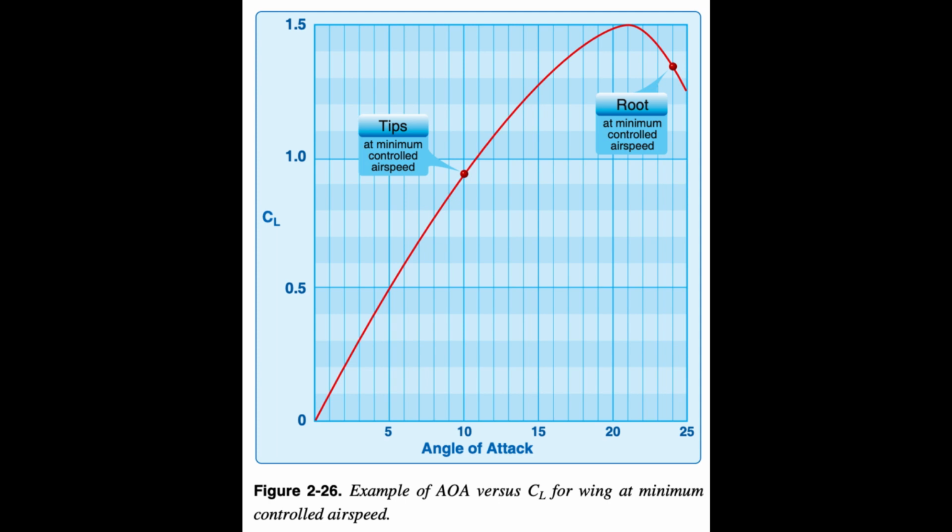The average lift coefficient versus AOA is shown for this minimum controlled airspeed in Figure 2.26. The root area is partially stalled and the tips are still flying.